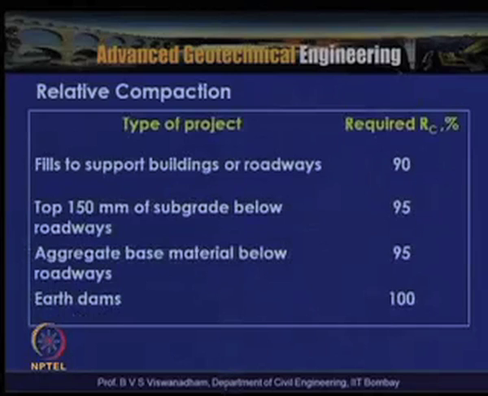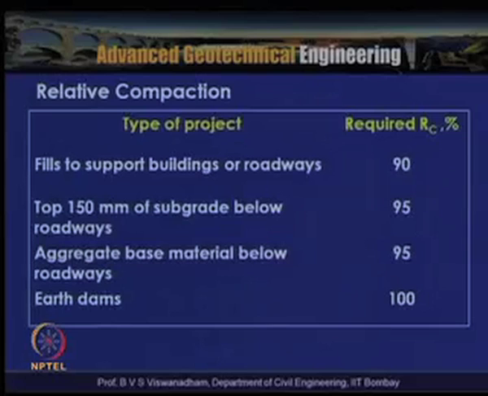In this particular slide, typical compaction requirements of a soil for different projects are shown. Fields to support buildings or roadways require a minimum of 90%, meaning that 90% of laboratory compaction density should be achieved. The top 150 mm of subgrade below roadways should have 95% compaction, and aggregate base material below roadways has to achieve 95%. In earthen dams, 100% has to be ensured, so that there will not be any seepage and distress due to settlements.